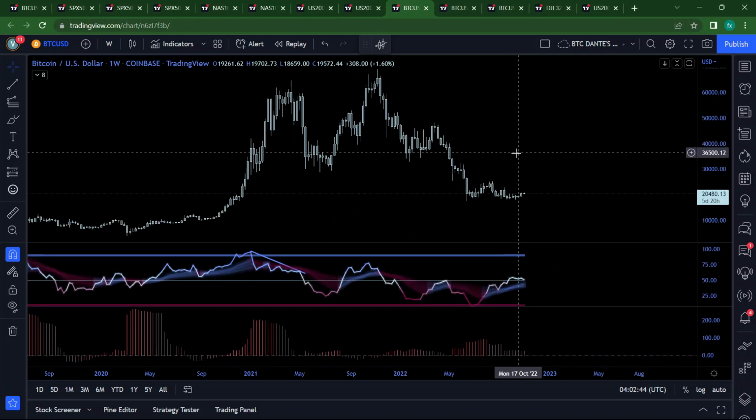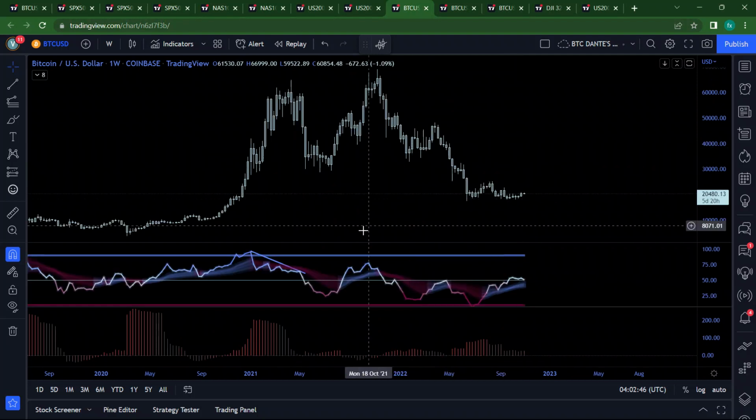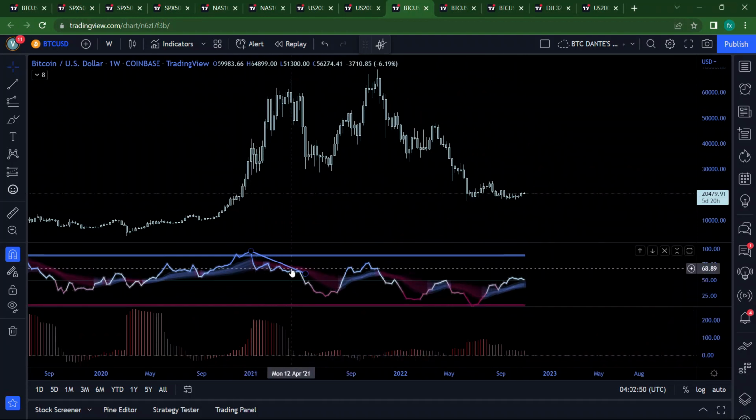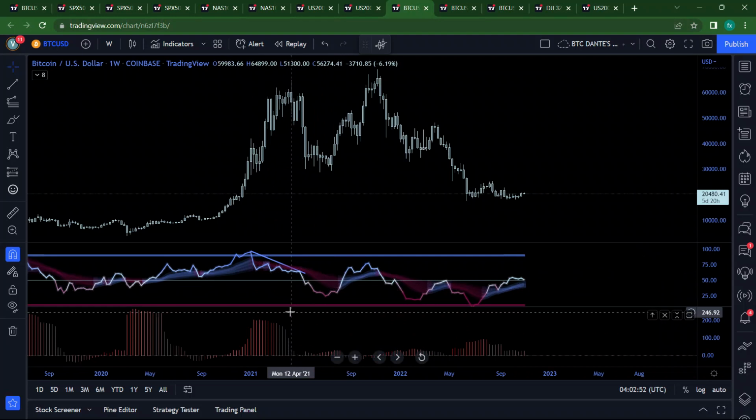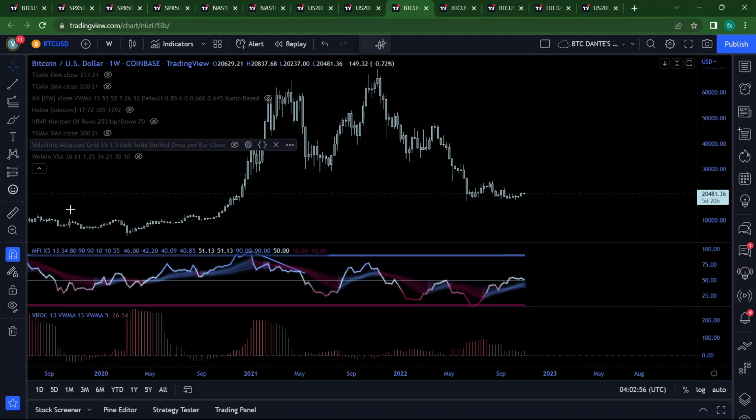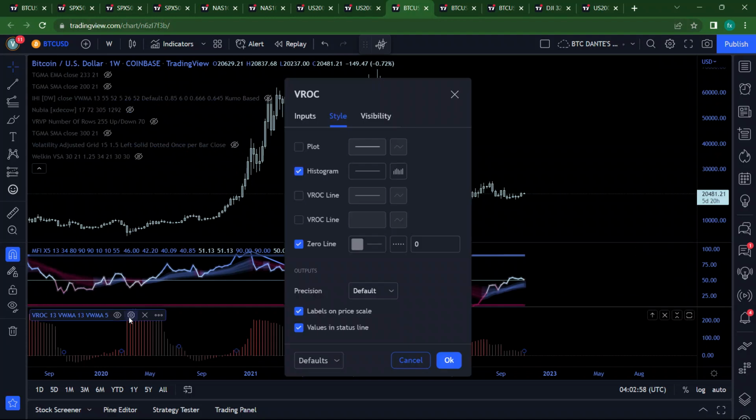So let me go ahead and open this up. When you're looking at the Vroc, it's the bottom of the screen here. I use it in conjunction with the MFI. I set them both up to the same level. Let me go ahead and show you how I set up the Vroc. Go ahead and click here.